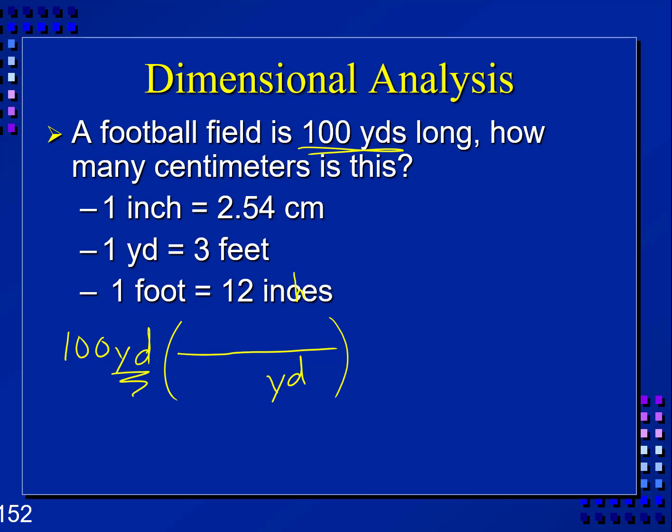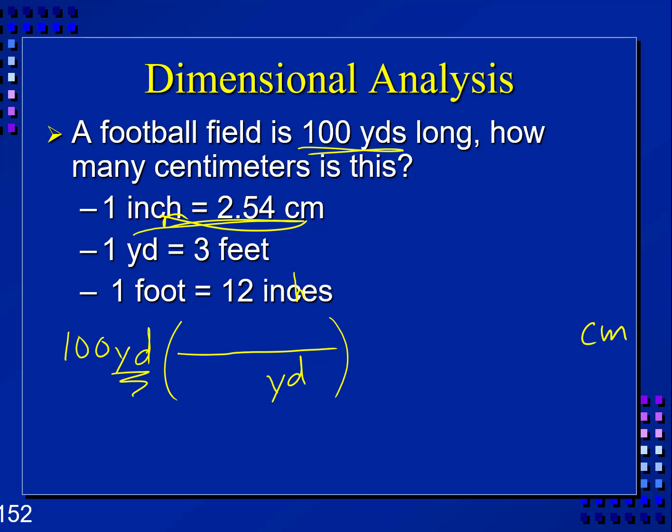But I want centimeters. How am I going to get centimeters? Well, centimeters I'll be able to get from inches. Notice what I'm doing is I'm working it backwards. I'm thinking about the unit I want to end up with. How can I set it up so I end up with that unit? Well, I'm going to have to use this 1 inch is 2.54 centimeters. So I've got to get to inches. Can I get to inches?